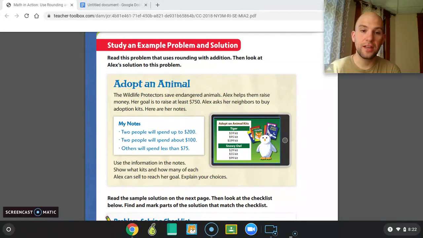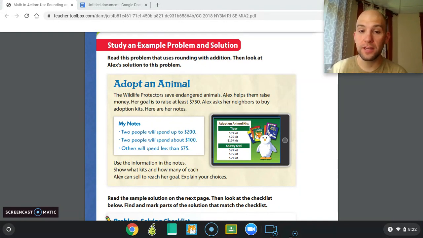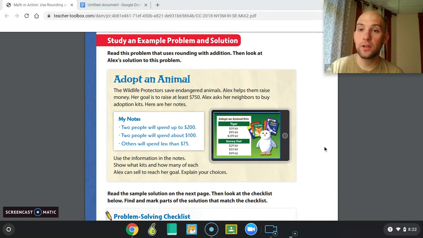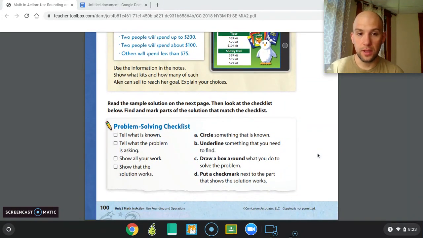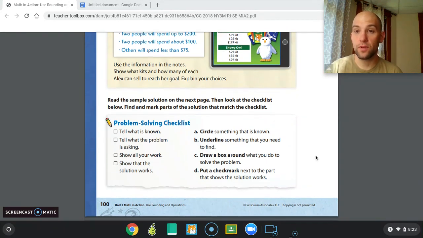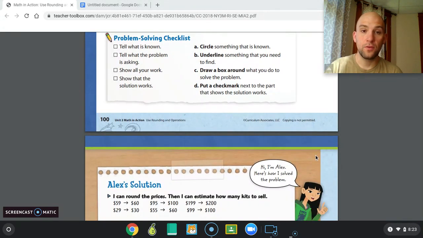We're going to use this information in the notes to show what kits and how many of each Alex can sell to reach her goal, and then explain your choices. So first we're going to look and see the way that Alex solves the problem, and then we're going to find our own way to solve the problem, much like we did in our previous Math in Action segment. So we have a little checklist here. We're going to look at what is known, tell what the problem is asking, show all your work, and show that the solution works. So we're going to make sure that we do all of those things as we're moving through the problem.